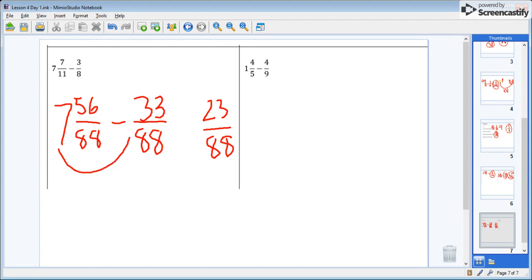I have 7 minus no whole number there, so it stays as a 7. Is this in lowest terms? Yes. So you're finished.